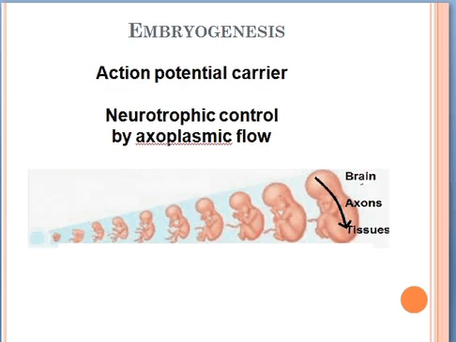The relationship between the two functions is already established during embryogenesis. If we look here at the connection between the brain and the tissues, these axons perform the two functions, action potential carriers and neurotrophic control of the tissue, which are formed even in the embryo.